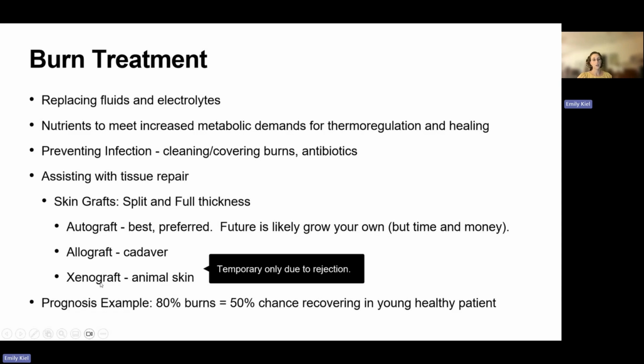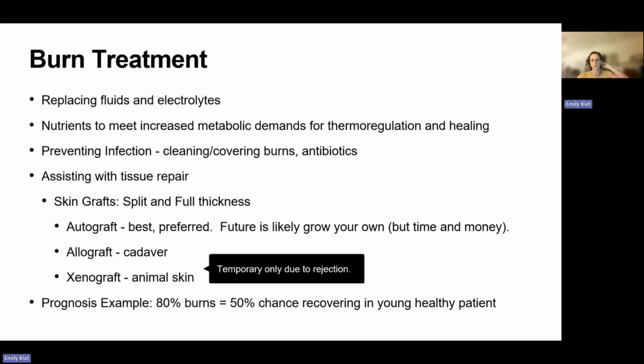You can get an allograft that would come from a cadaver. And that is an effective way. If you're donating your body and you're an organ donor, there is the chance that you could offer great skin for someone with a burn. And then you can also do a xenograft, which is where you'd put animal skin there. It's going to help reduce fluid loss. It's going to help with thermoregulation. It's going to help prevent infection, but it's only temporary because of rejection.